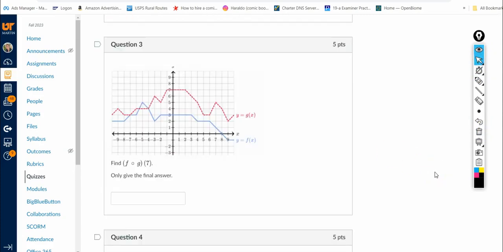Okay. All right, now we want f composed with g evaluated at 7. The first one evaluated at the second one. Okay, g is in the red. So we want g evaluated at 7. So I'm going to come here to x equals 7. And this point here is 7, 5. So g maps 7 into 5. And so g evaluated at 7 is equal to 5.